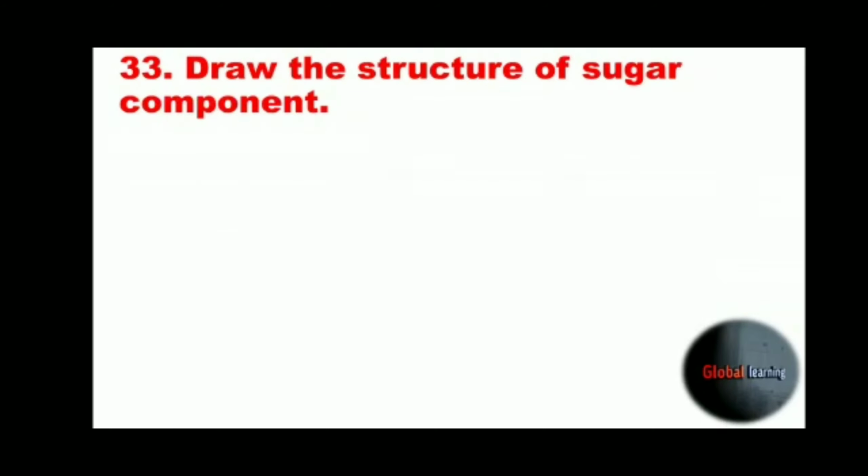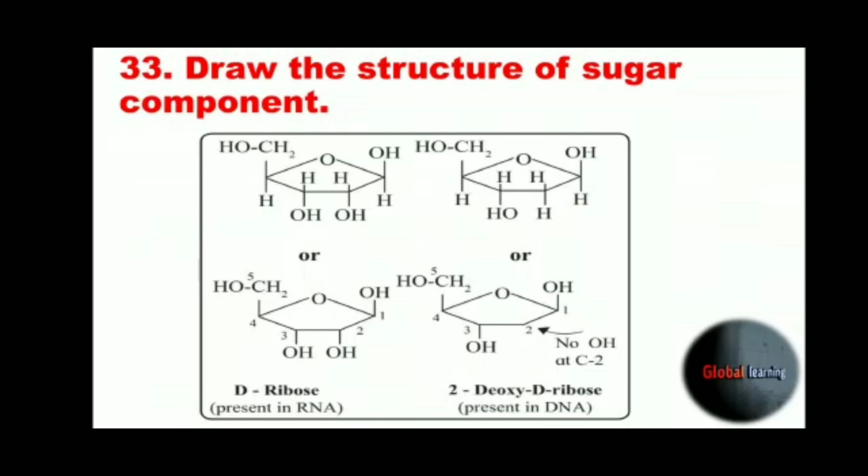Draw the structure of the sugar component. So we have to draw the structure of the sugar component. This is the structure of the sugar component. It is D-ribose which is present in the RNA, and 2-deoxy D-ribose which is present in the DNA.